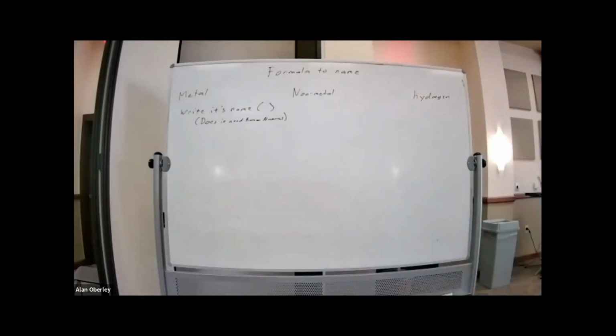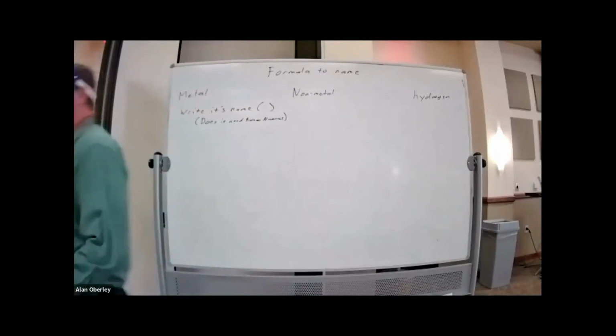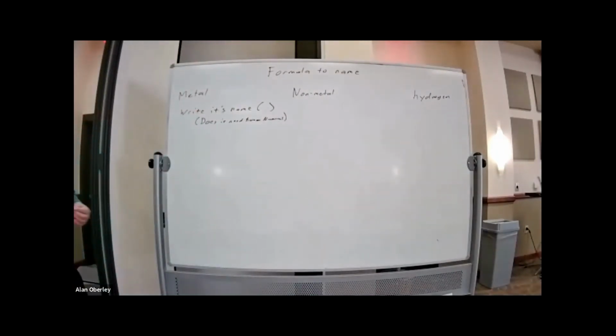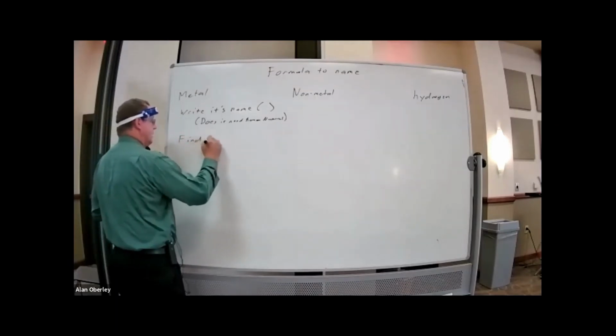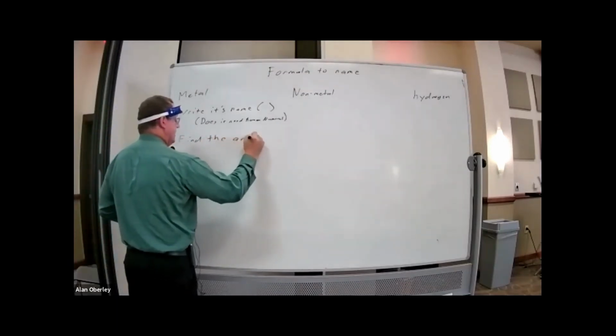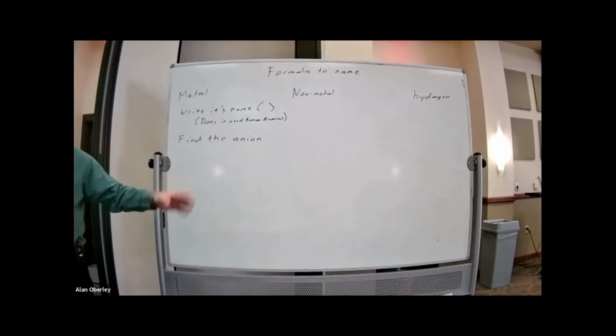Okay, the next thing I want you to look, if the first element is a metal, following the metal, you're going to have an anion. It's going to be one of two things. It will either be monatomic, which means it only has one type of atom.